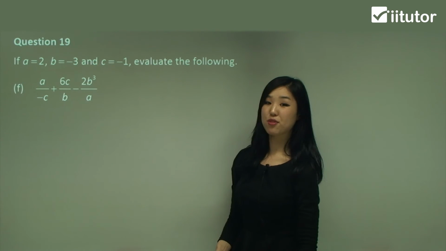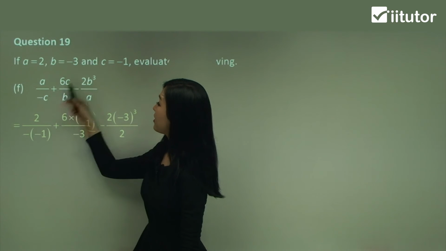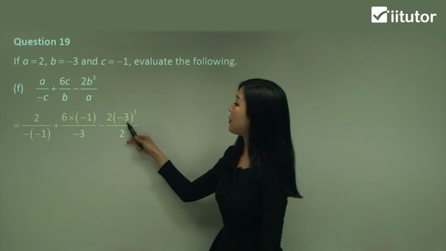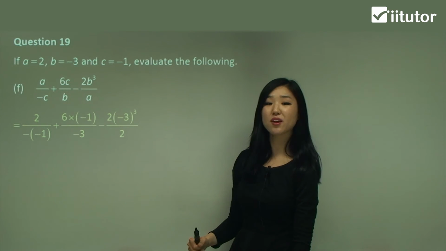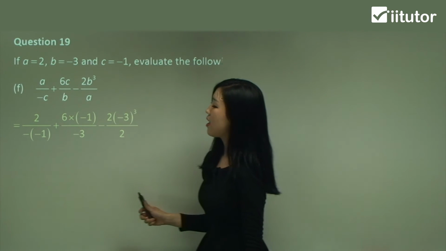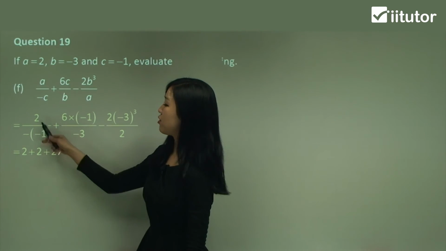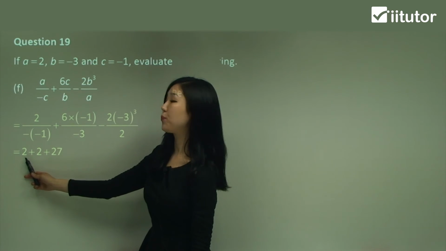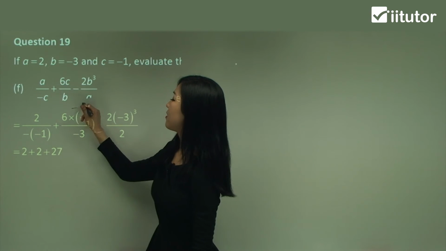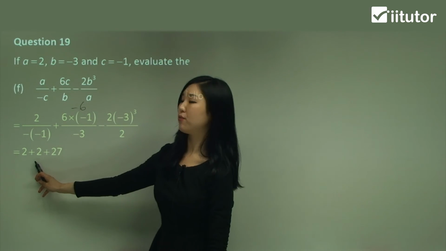F, all right, put the right numbers in the right pronumerals. So A is 2, C, negative 1, C, negative 1, B, negative 3, B, negative 3, A, 2. You just be careful, just don't make mistakes, don't get confused with one another. And you know that negative negative 1 is positive 1, so 2 over positive 1 is 2. Now 6 times negative 1 is negative 6. Negative 6 divided by negative 3 is positive 2.